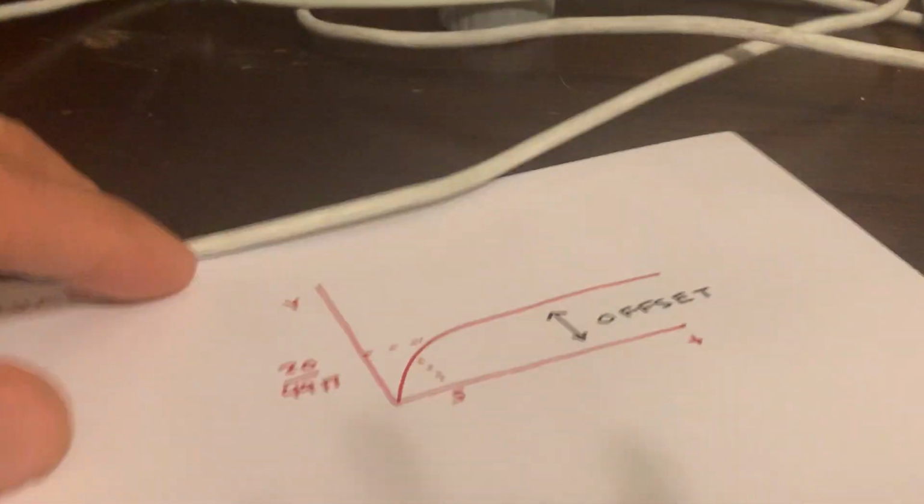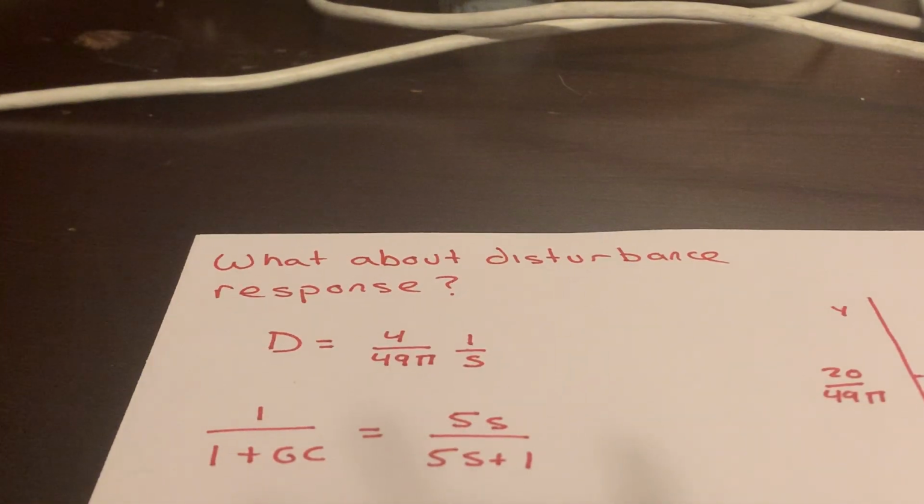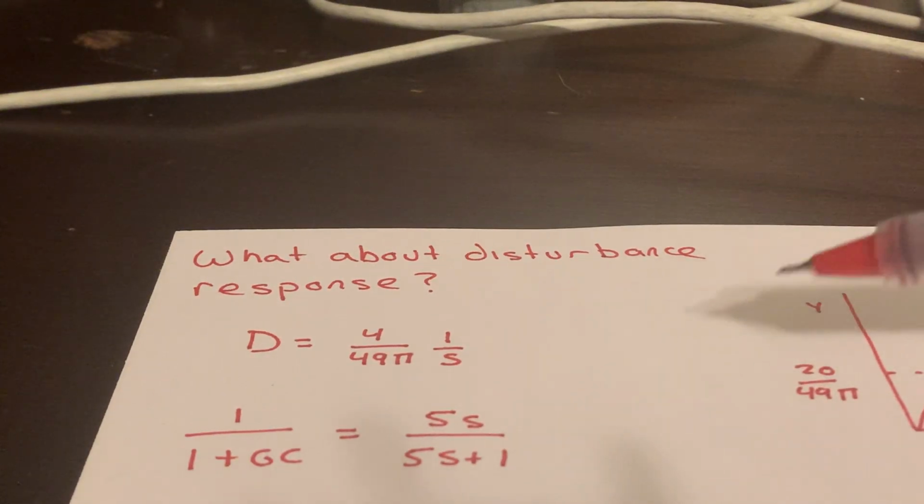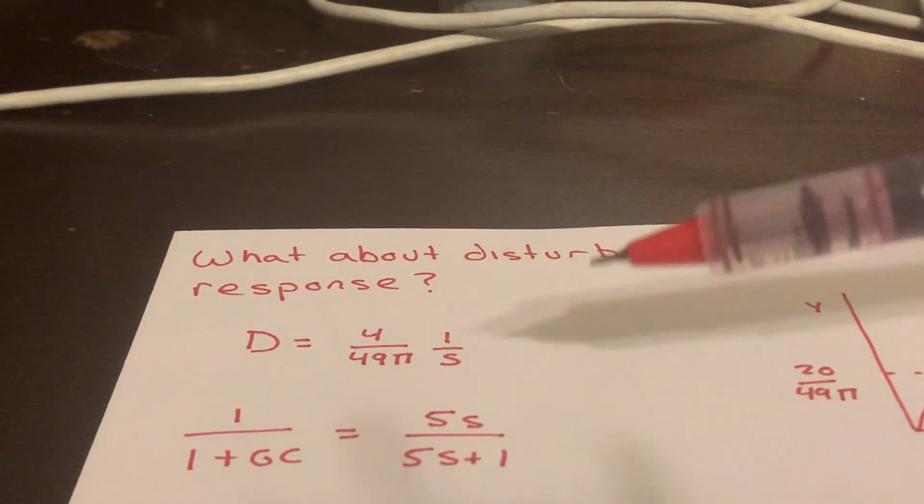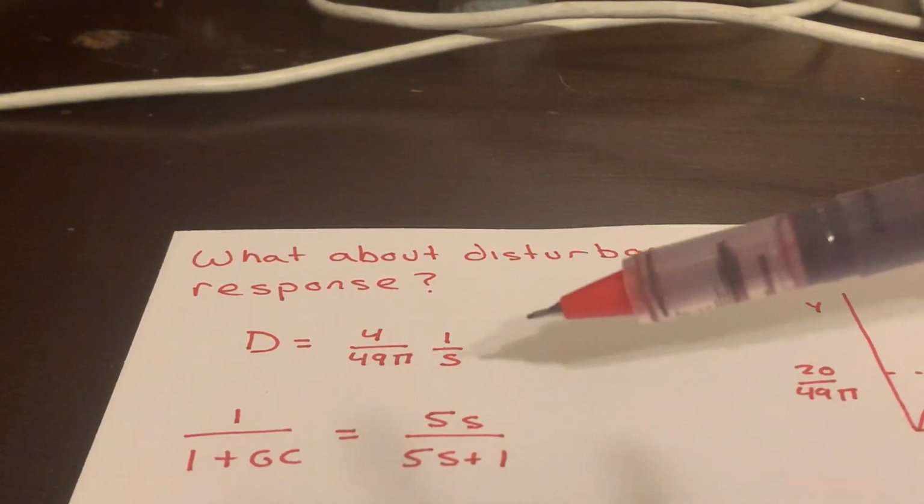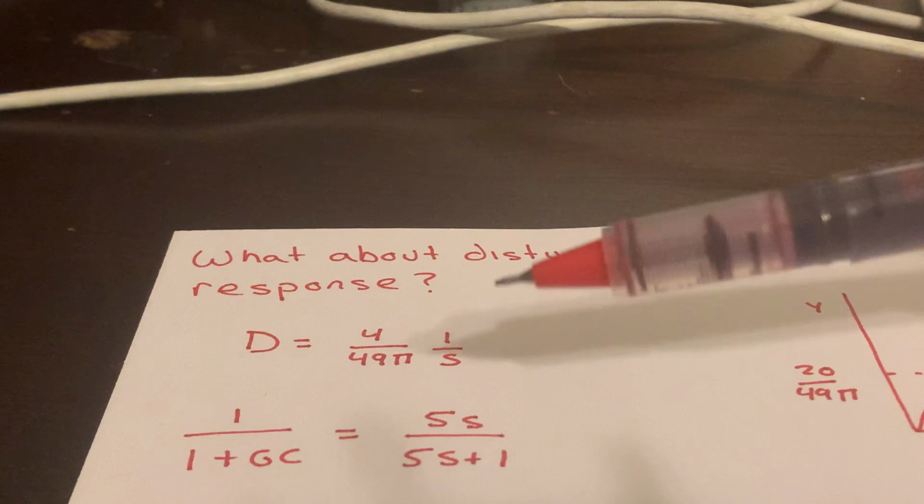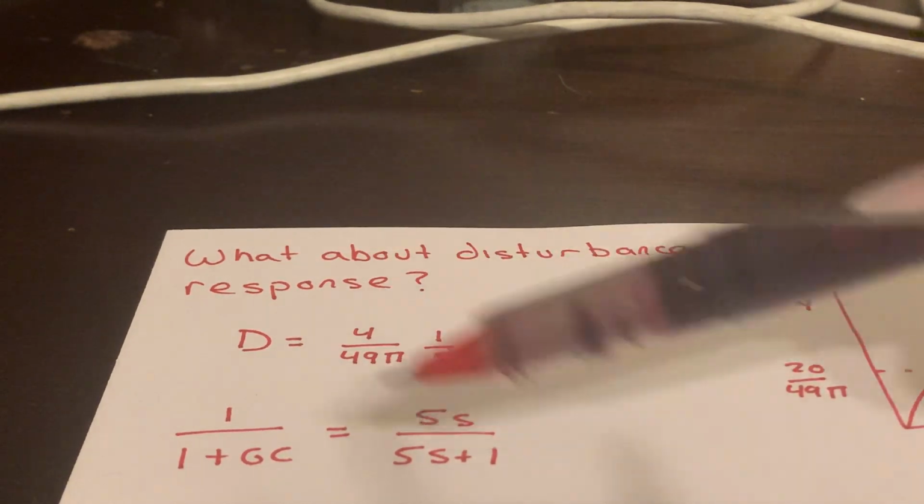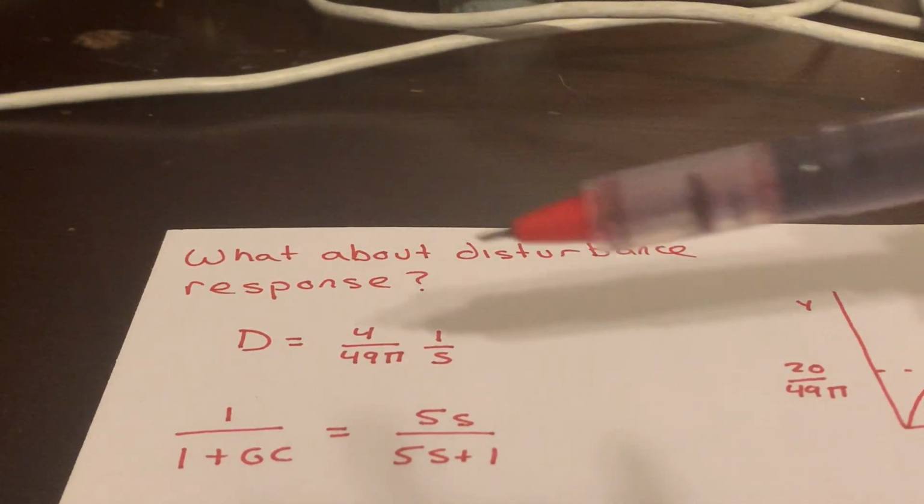So this is the new part. What about the disturbance response? In this case, actually, we're not going to be offset free. This is one of the unique things about integrating processes: we can get set point control, but if we get hit by a disturbance, it breaks down.